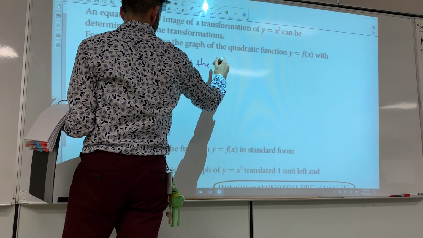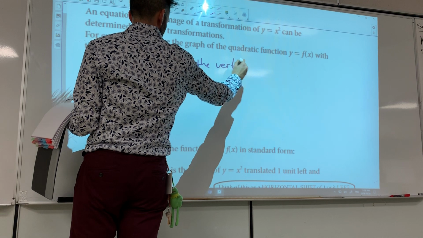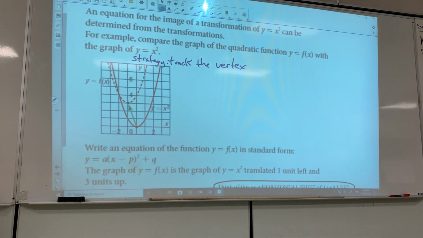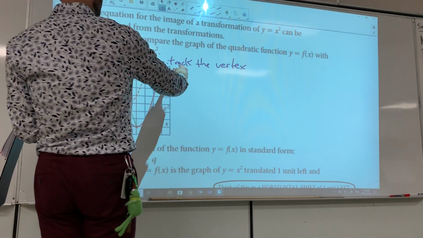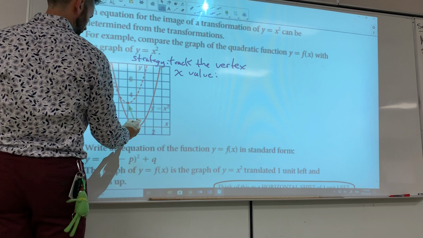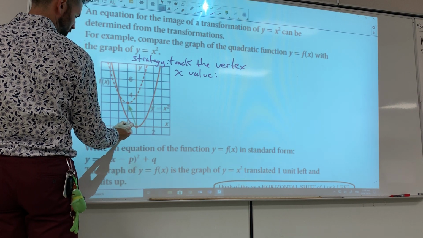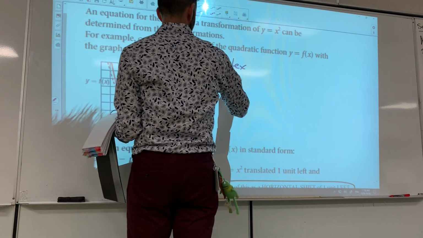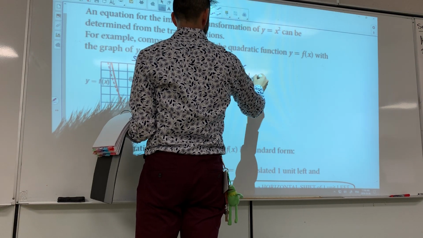So what I mean when I say track the vertex is, look at where it started, look at where it ended up, and how do you get there? So for example, for the x values, we started here, and the x value did what? It shifted 1 to the left. So 1 unit left.